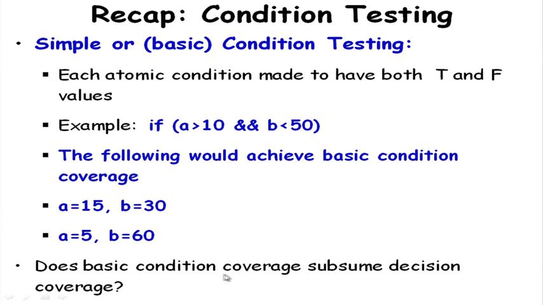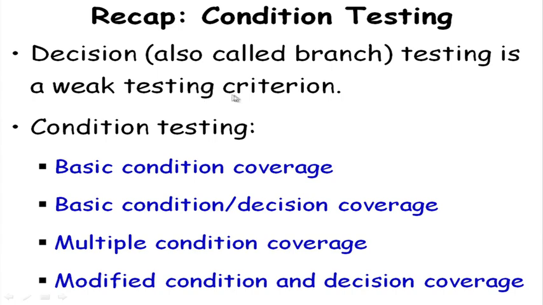So, what can we tell about the subsumption relationship? Will basic condition coverage subsume decision coverage? The answer is no, because the basic condition coverage need not ensure decision coverage. So, we have so far seen that decision testing is a weak testing criterion. In decision testing, we have the entire conditional expression in a program, and the test cases just evaluate it to true and false. We are not doing a very thorough testing.